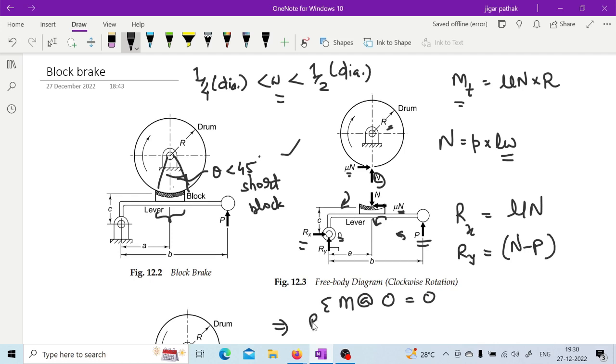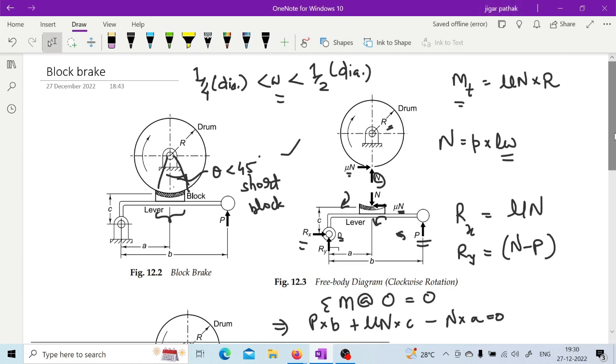So if we consider this anticlockwise moment as positive, then P times B plus mu N times C minus N times A, sorry, here mu N into C is there, and A is the distance for that force N, right? So here mu N into C and N into A, so P B plus mu N C minus N A is equal to zero.